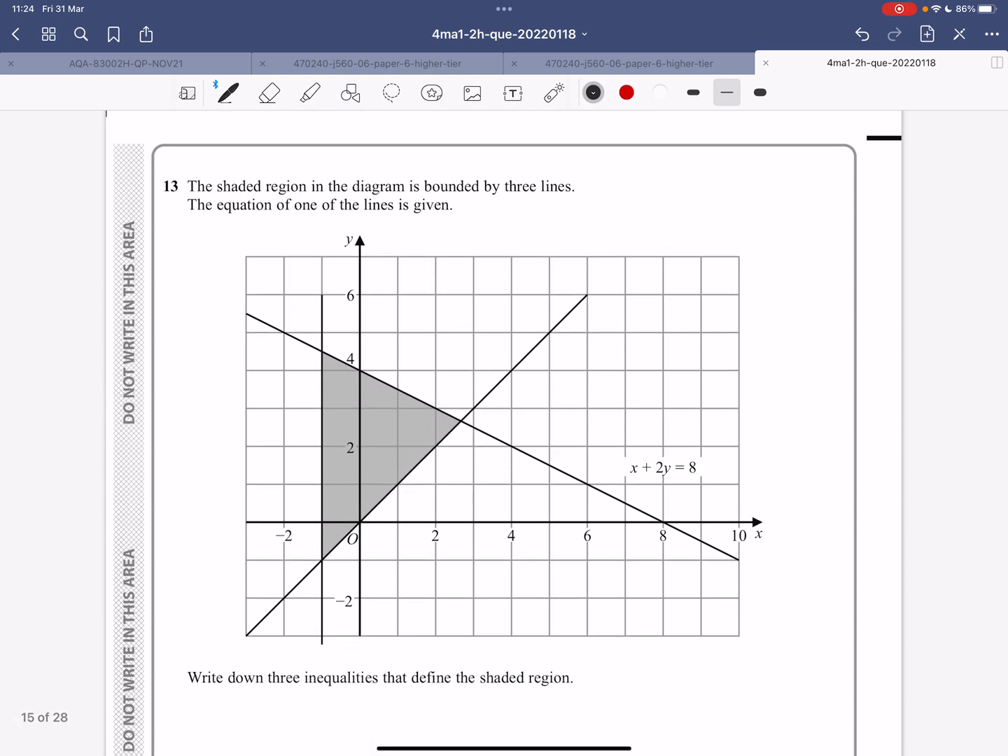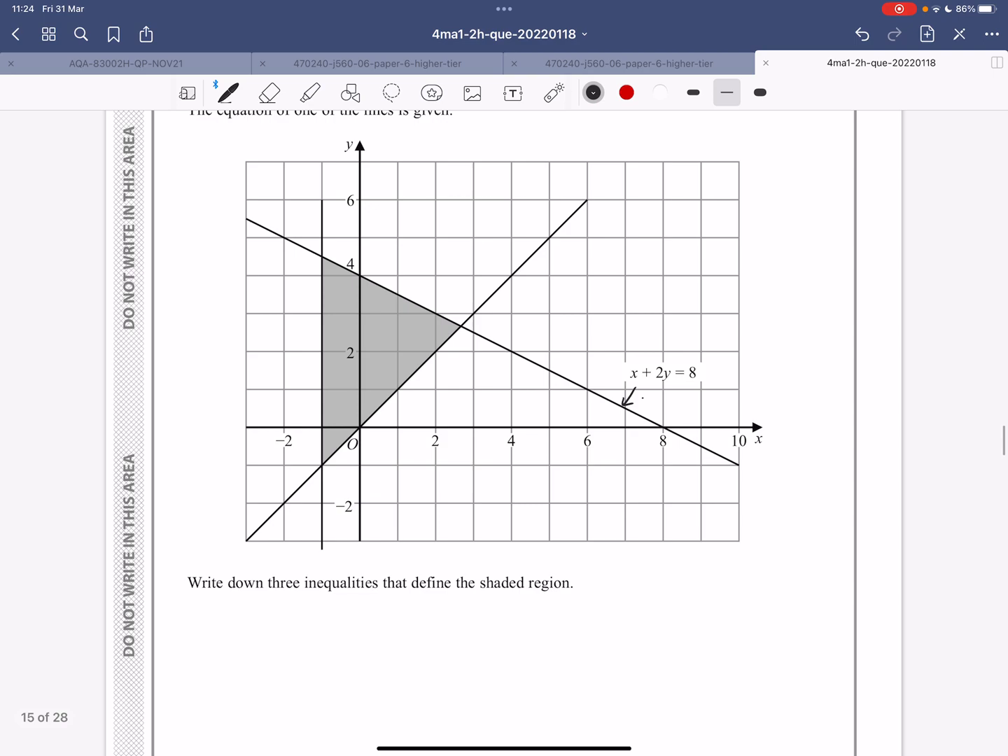Number 13. The shaded region in the diagram is bounded by 3 lines. The equation of one of the lines is given, that one there. Write down 3 inequalities that define the shaded region. So we need the lines first of all. This line is going to be x equals minus 1. So this is the x-axis, and on this line here, wherever you go, x is always minus 1. We've got that line there.